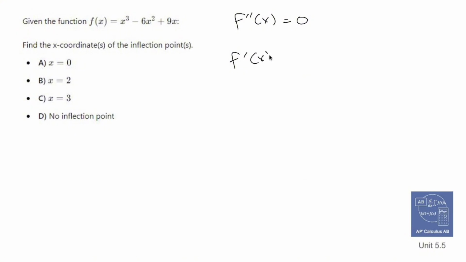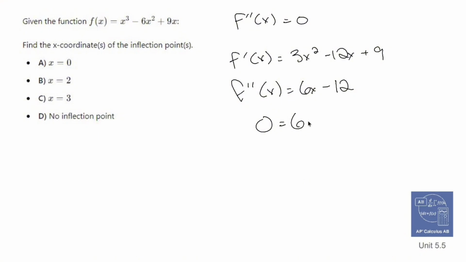F prime of x is going to be, power rule, 3x squared, power rule, negative 12x, power rule, 9. The second derivative is going to be, power rule, 6x, power rule, minus 12, power rule, nothing. Set that equal to 0. 0 equals 6x minus 12.